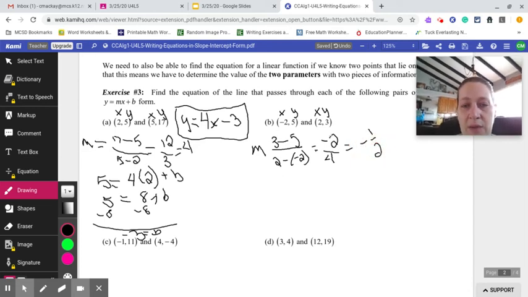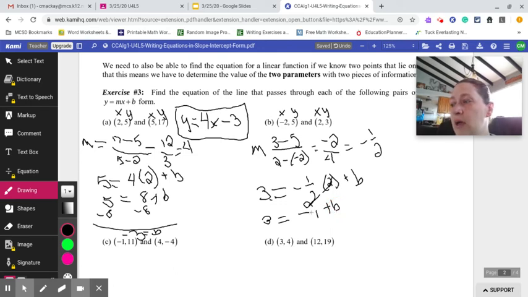Okay. I'm going to use the set of data 2 and 3 because they're both positive numbers. So 3, which is my y, equals -1/2 times 2 plus b. Okay. These cancel each other off. Gives me 3 equals -1 plus b. I'm going to add 1 to both sides. That gives me b equals 4.